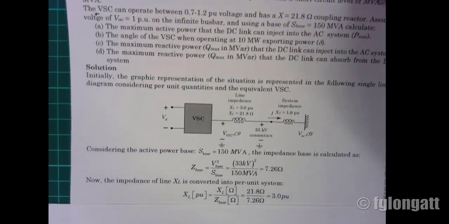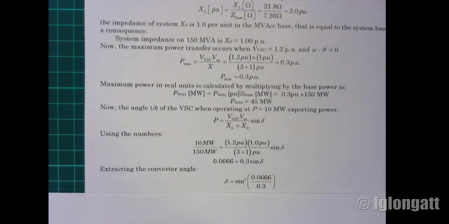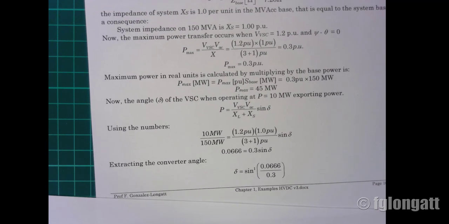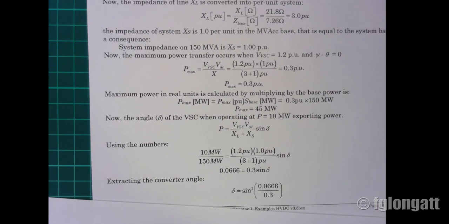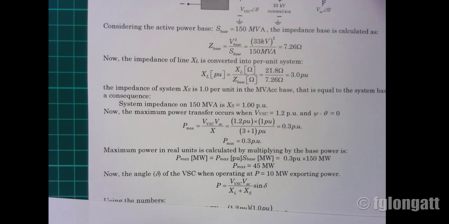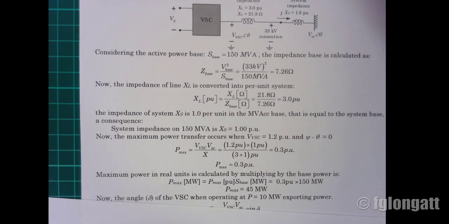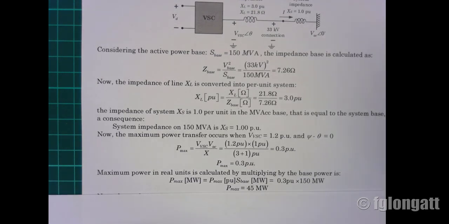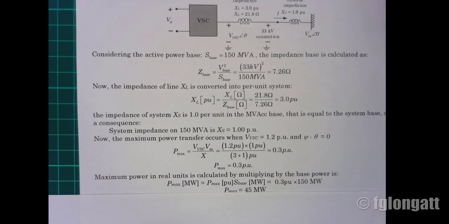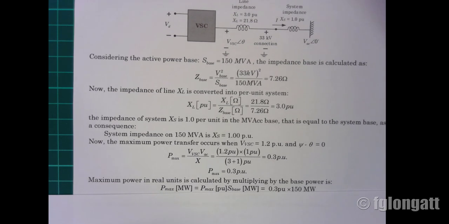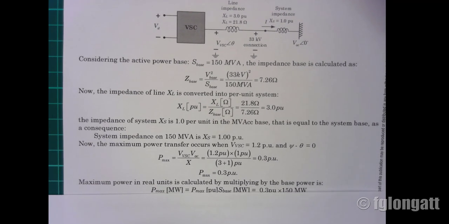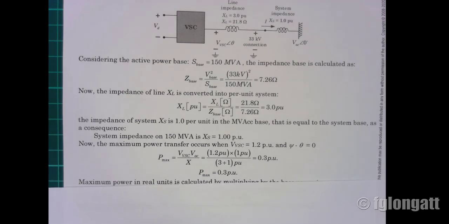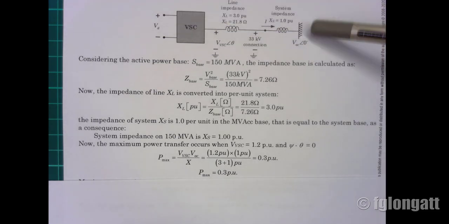Next step. Okay, next step is very simple, okay? Very simple, because next step, let me keep this like this, okay? Because the maximum power that we can send from the voltage source converter, okay? You must remember that we have an equation that defines what is the power that we can send from the voltage source converter up to the external system, okay?